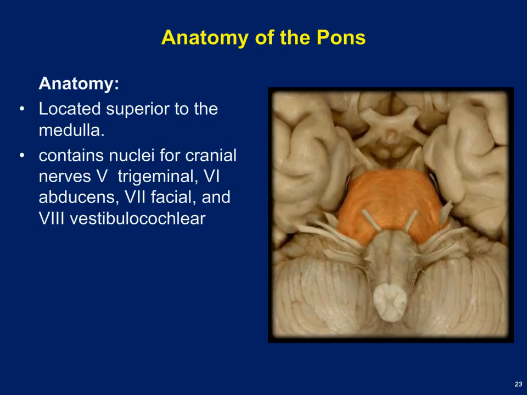Located just superior to the medulla oblongata is something called the pons, and the word pons here means bridge. Now, the pons contains the nuclei for several different cranial nerves, including the trigeminal nerve, the abducens nerve, the vestibulocochlear nerve, and the facial nerve. We'll learn about the functions of these nerves in the next lecture.